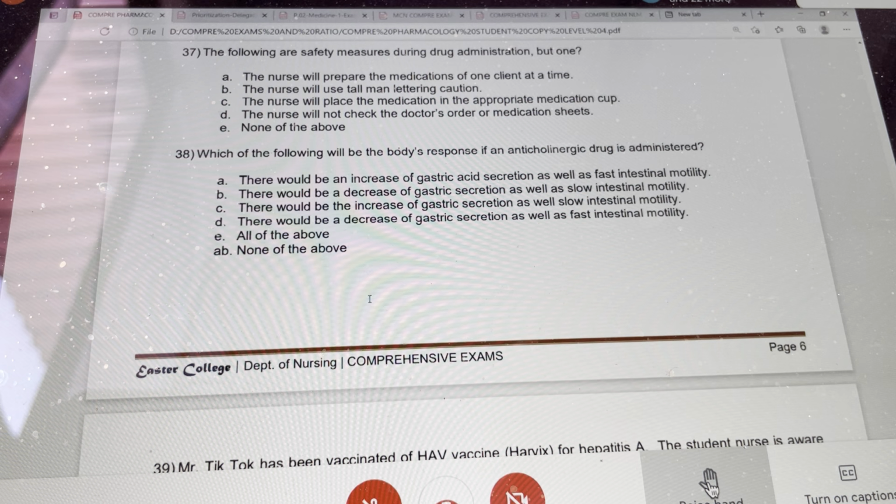There would be, since it is directly acting on our gastric area, apart from the respiratory system, an expected decrease of gastric acid secretion as well as a decrease or slowing of intestinal motility. So that is letter B. Those are the expected side effects for an anticholinergic drug when given.